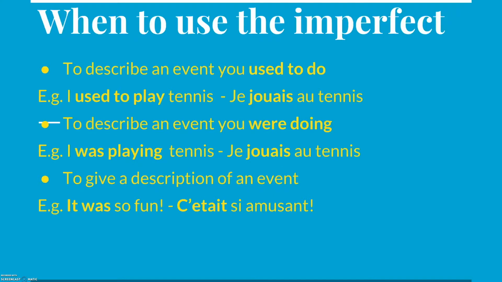So when do we use the imperfect? We use it to describe an event you used to do. For example, I used to play tennis, or she used to eat a lot of chocolate when she was younger. They used to love math, and so on. Describe an event you were doing. So I was playing tennis about 2 hours ago. She was eating chocolate when I entered the room. And then also to give a description of an event. For example, it was so fun. C'était si amusant. Those are three different situations which demand you to conjugate a verb in the imperfect.